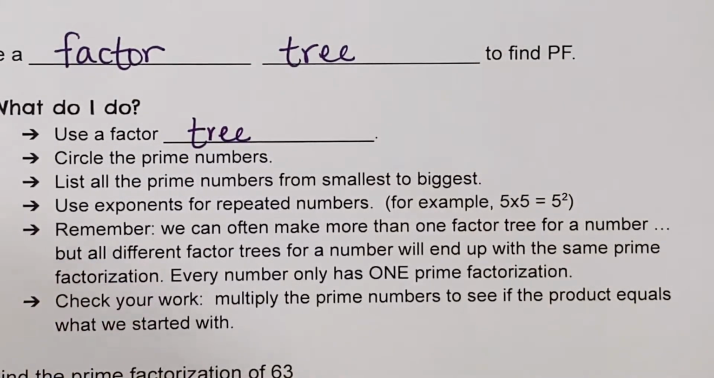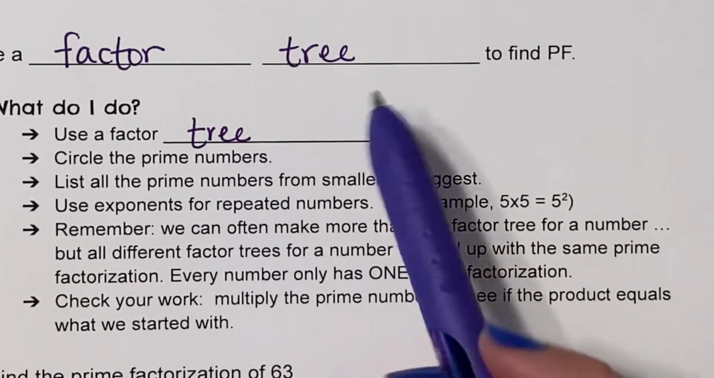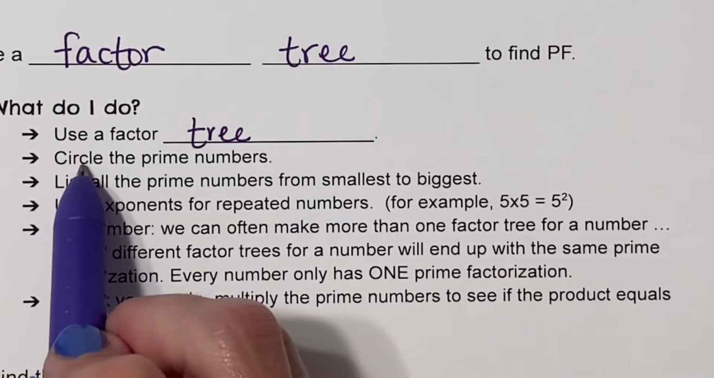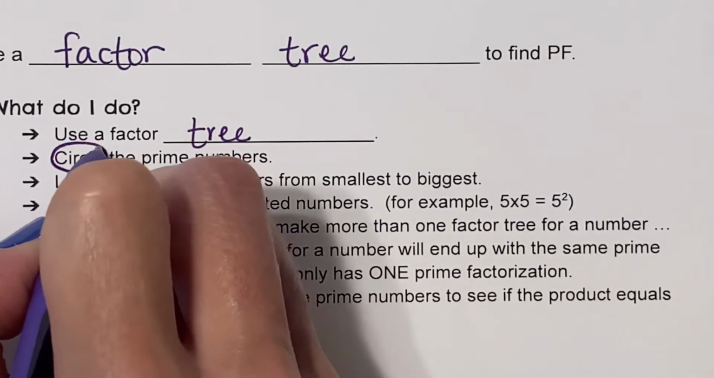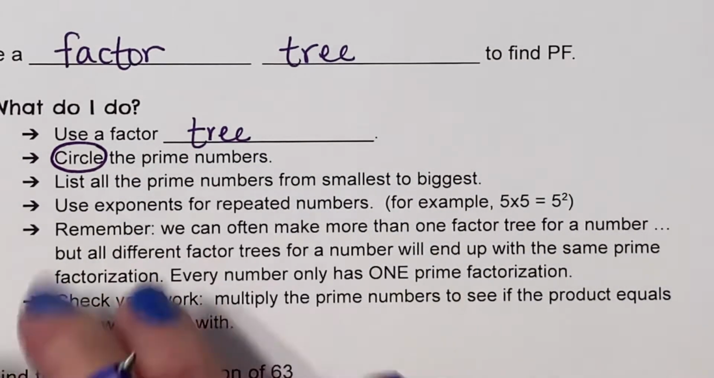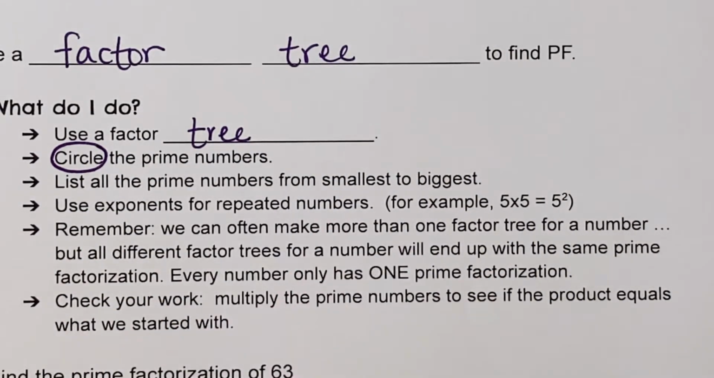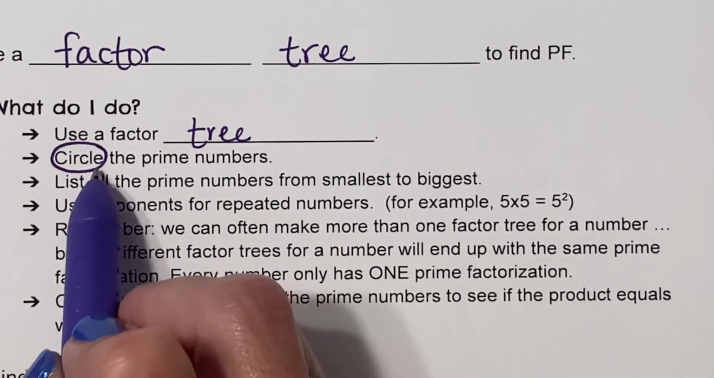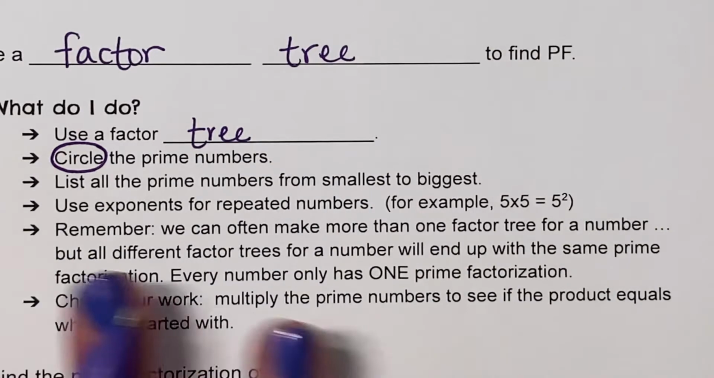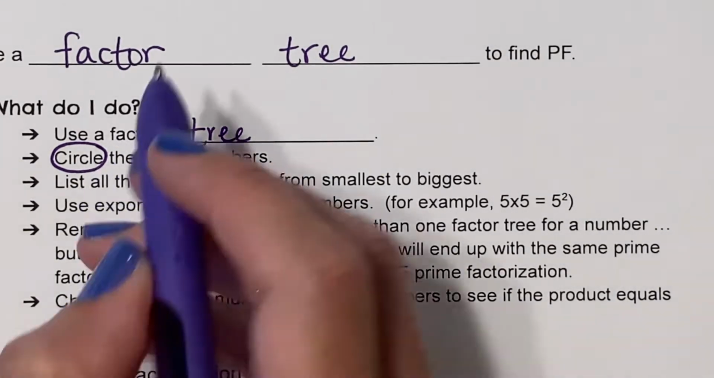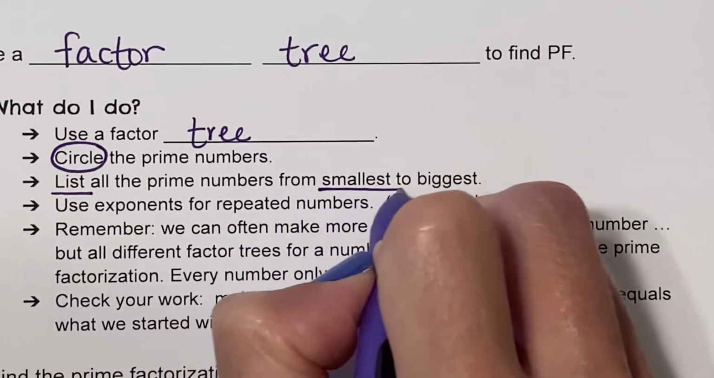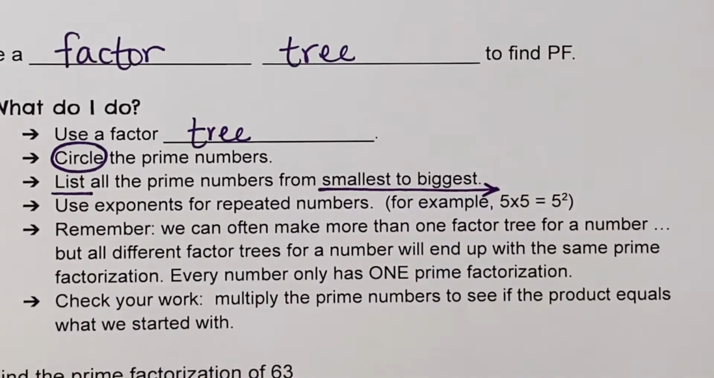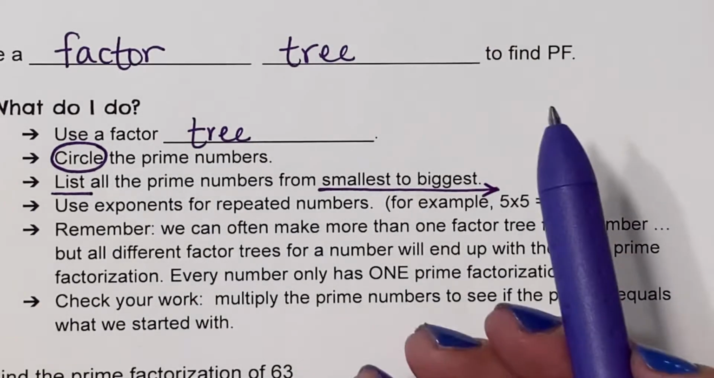Once you use your factor tree, which I'll show you in a second, you are going to circle your prime numbers. This is a good thing to do because especially as the numbers get bigger, it's easy to lose things, and you want to circle them so you don't just flick some off into space and forget about them. Once you've broken everything down and there are no composite numbers left, just primes, you are going to list all of your prime numbers from smallest to biggest. We like to go in order and we like to stay organized.